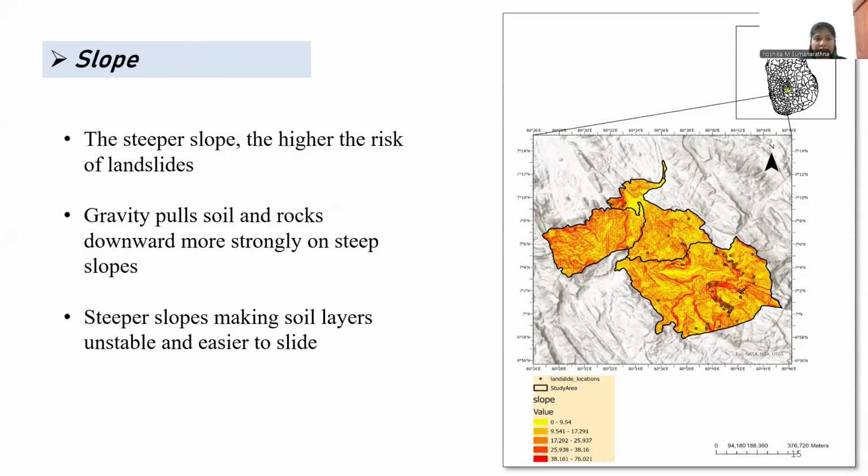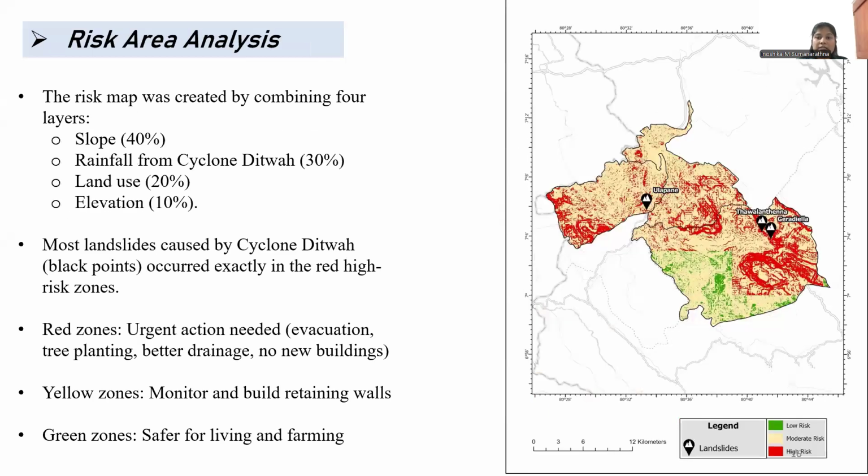Another one, slope. We identify that the steeper the slope, the higher the risk of landslide. Gravity pulls soil and rocks down more strongly on a steep slope. This map shows the risk area analysis. The risk map was created by combining 4 layers: slope, rainfall, land use, and elevation.